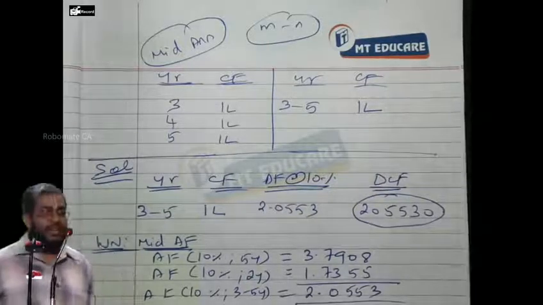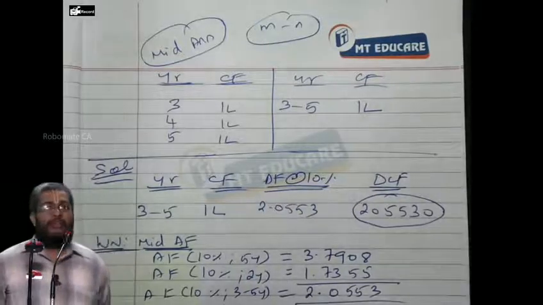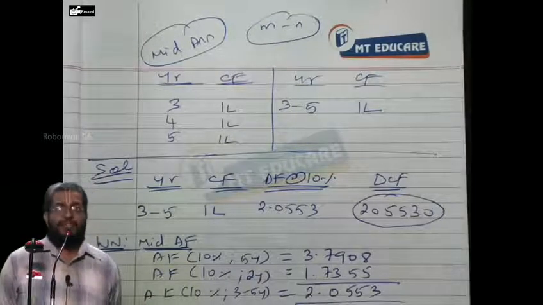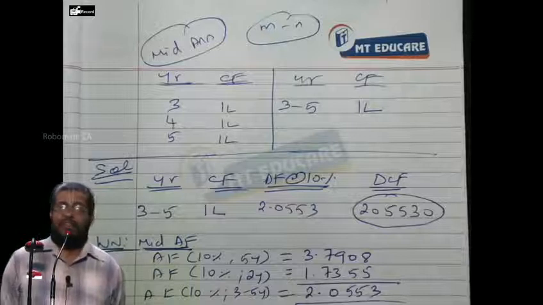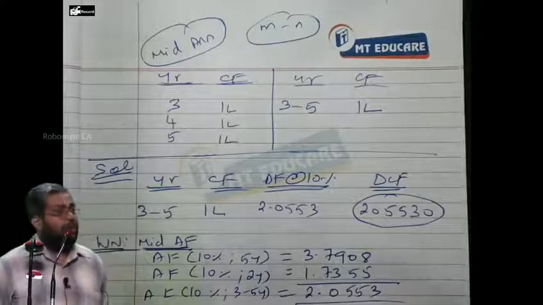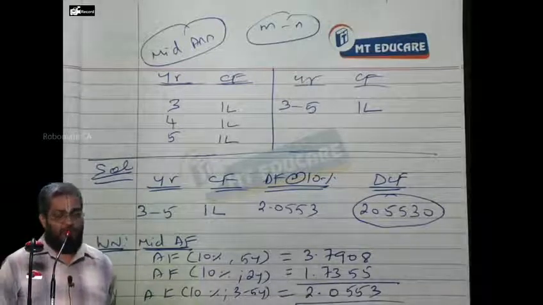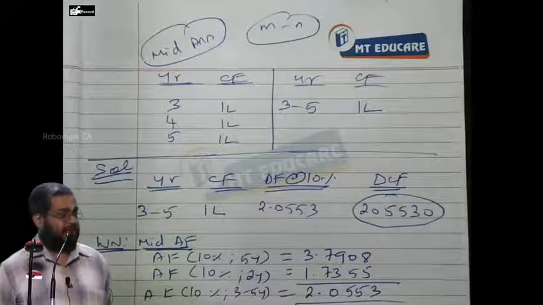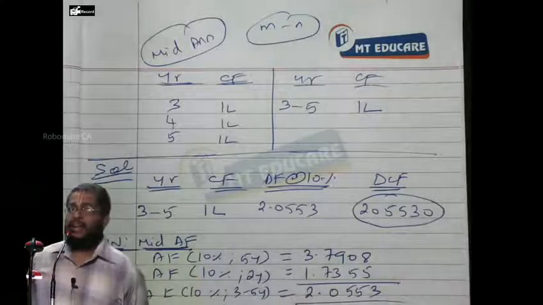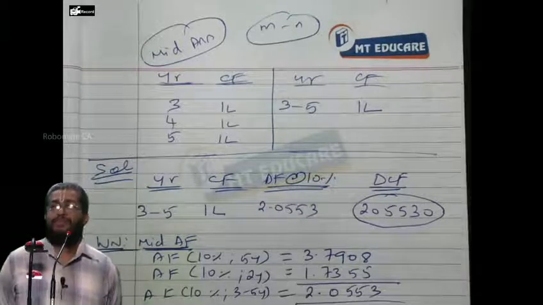Okay, write the example. Year 1 to infinity. Infinity means forever, that's the meaning. Cash flow 1 lakh, interest 10%.